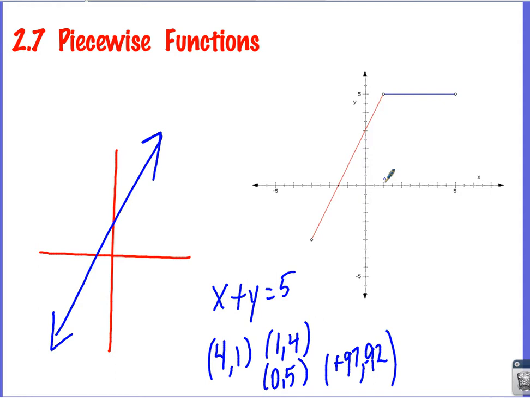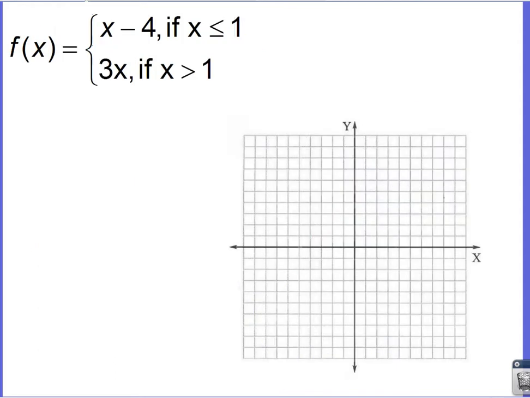So let's take a look at one of these. Now, I will tell you that the problem looks a little uglier than it actually is. All you're really doing here is you have two graphs. And if you remember, f of x is just another way of writing y. It stands for the function of x. So, in other words, this is going to be y equals x minus 4.